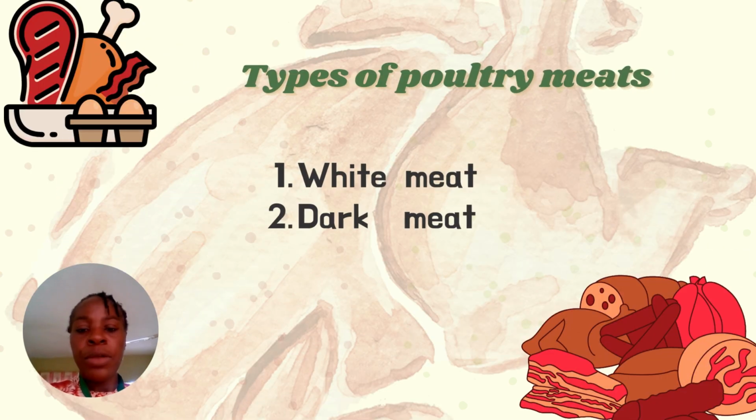Okay, so the types of poultry meat that we have are white meat and dark meat. There are just two basic poultry meats that we have, white and dark. When we did meat the last time in our first class, I told you that we have how many? Three. Yes, we have white meat, red meat and then lean meat. But now in poultry meat we have just two, white meat and dark meat. The white meat is found in the breast region of poultry birds, while the dark meat is found in the legs of poultry birds.